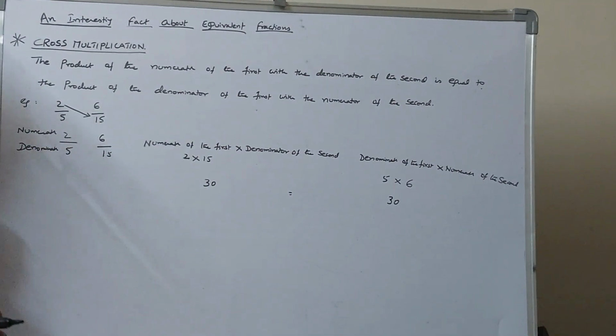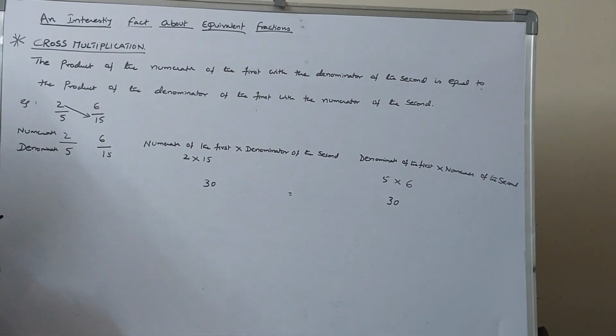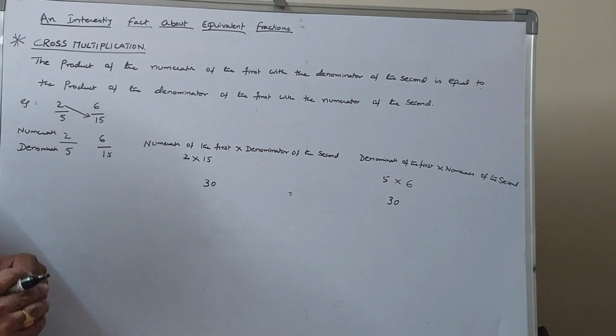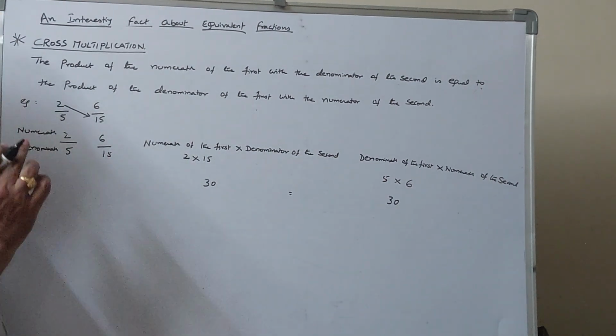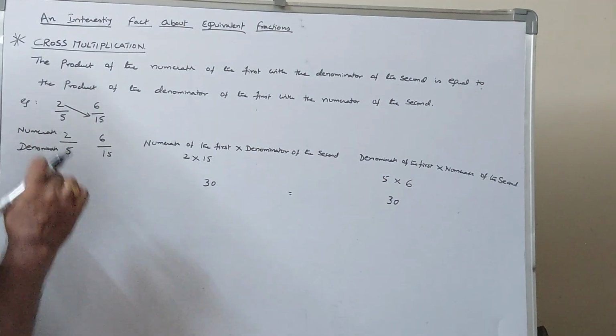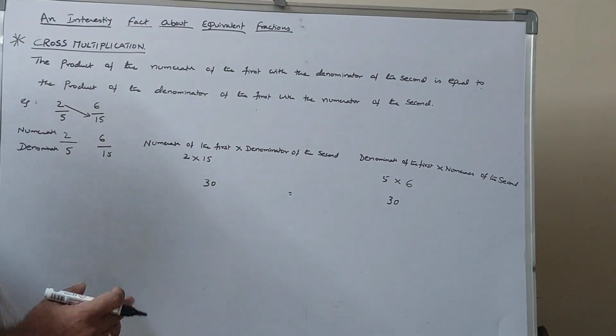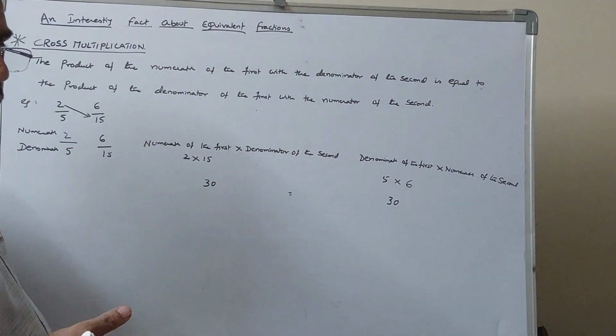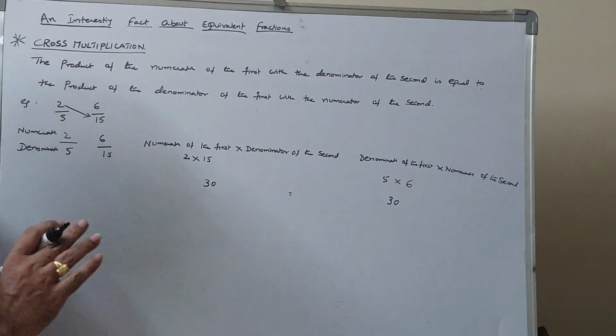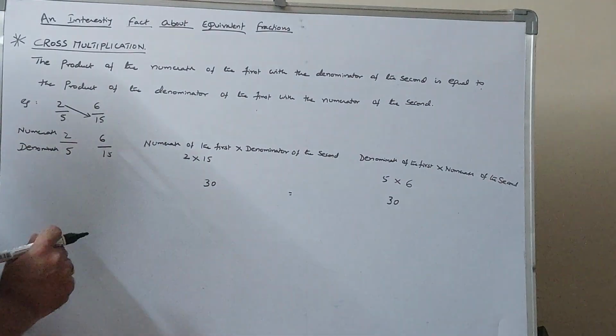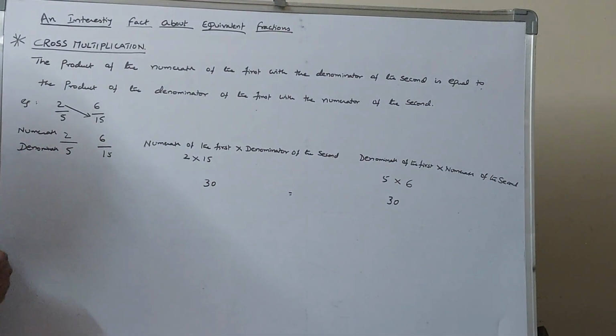This is the condition for equivalent fractions. How will we confirm that two fractions are equivalent? You have to see the cross multiplication. You have to see if they are equal, then we will call the two fractions equivalent. If they are not equal, we will say that the two fractions are not equivalent. So the condition for equivalent fractions is cross multiplication.